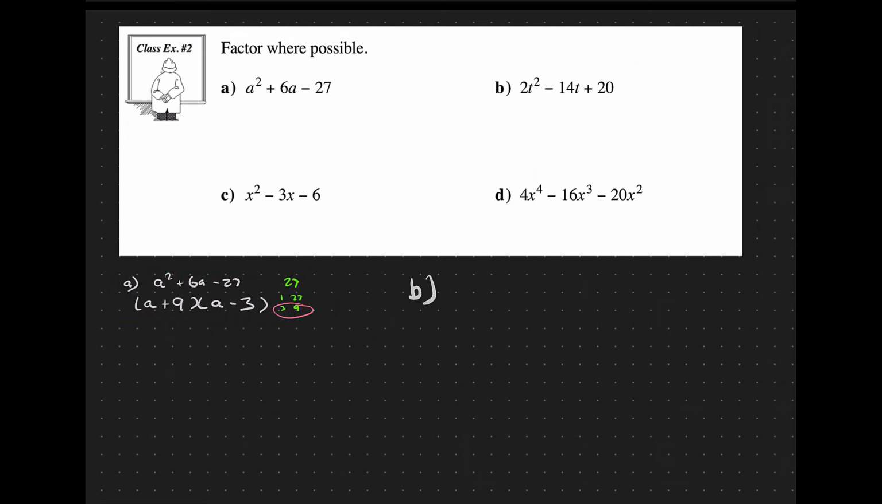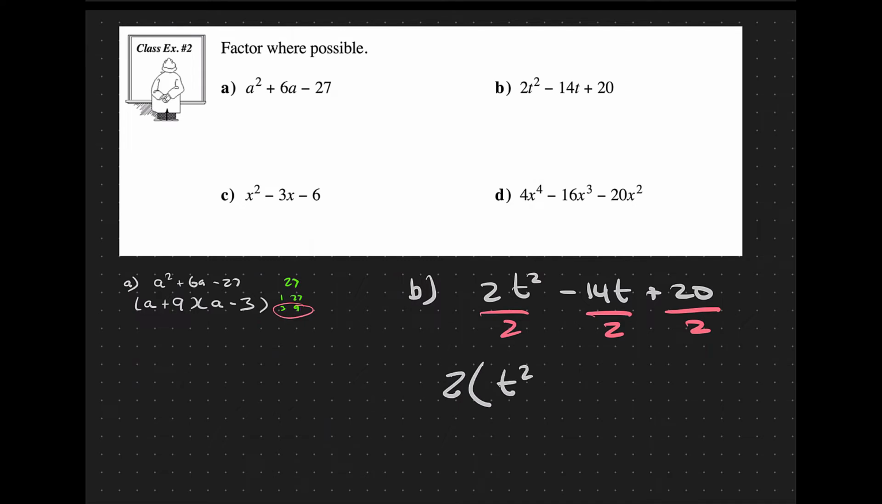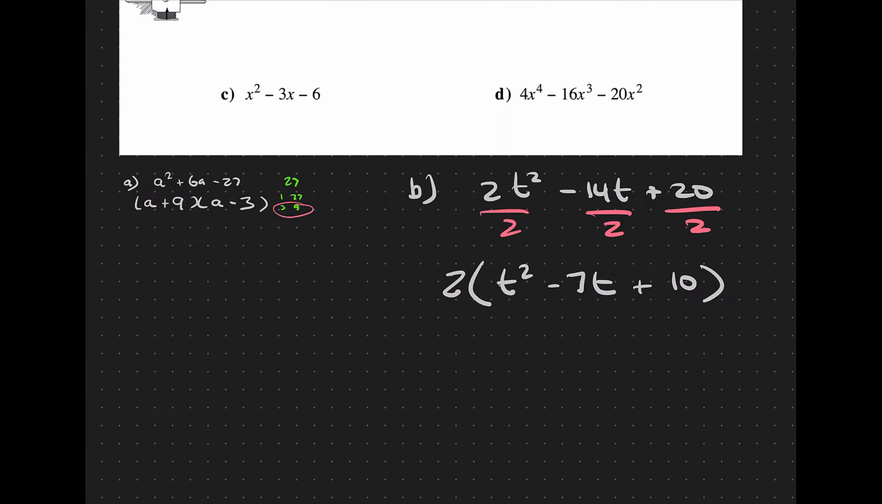In this case, I've got 2t squared minus 14t plus 20. So the first thing I want to do is see, can I divide everything here by 2? And the answer is yes. So I can factor out a 2, leaving me with t squared minus 7t plus 10. And now I've still got that 2 there, and I should end up with two binomials if it's possible to factor.